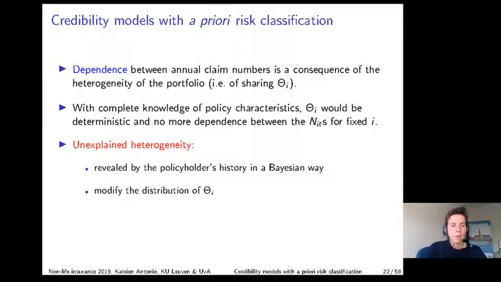This observed experience will modify the distribution of theta_i in a Bayesian way, that is, by using the posterior distribution of theta_i given the observed number of claims in the first period, the second period, and so on. So by using this posterior distribution of theta_i, we will be able to modify the premium of insured i or policyholder i via an a posteriori correction. And this will be the topic of the next sheets.